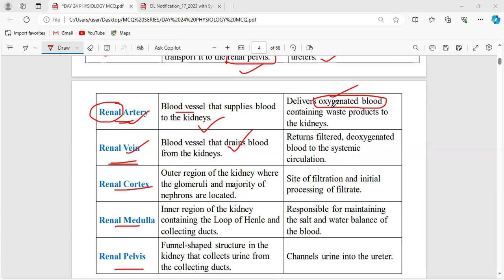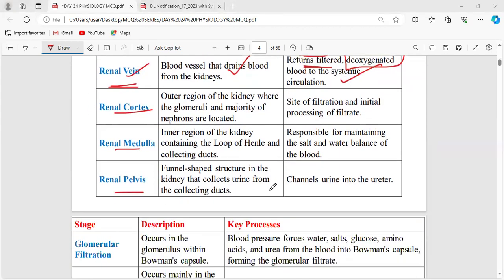Okay, see, the renal artery is the one delivering oxygenated blood, and this blood contains some waste products. Those waste products will be filtered by the kidney, particularly the glomerulus. Now, what are the renal veins? See, they return the filtered blood. So all the essential nutrients that have to get back into our body will be taken by the renal vein. The blood that has to enter into the circulation once again will be carried by the renal vein.